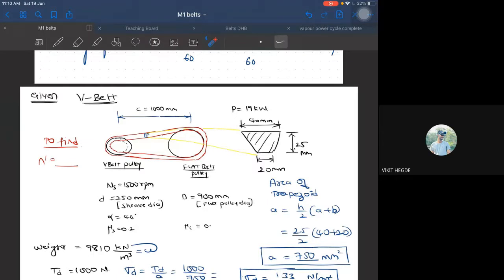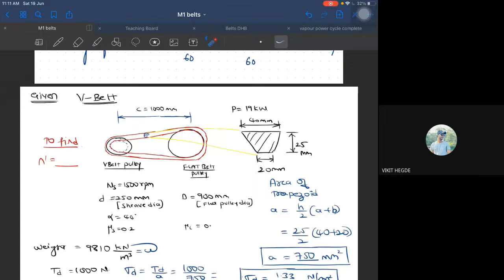So for flat belts we use mu, and here we use mu1. Okay, yes, you are right. For flat belts, we use the value of mu, but for the V-belt pulley, you use the value of mu1. So, we're almost close. So, what big difference does it make? Power will be different.